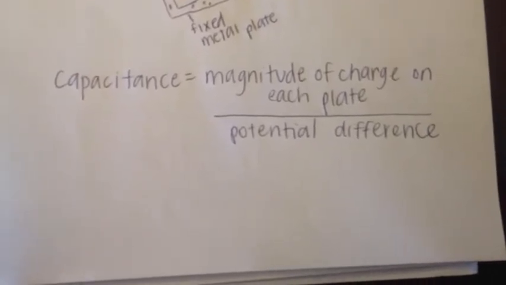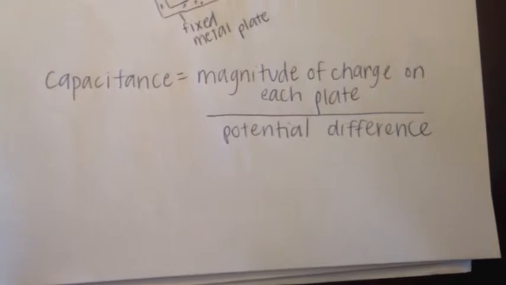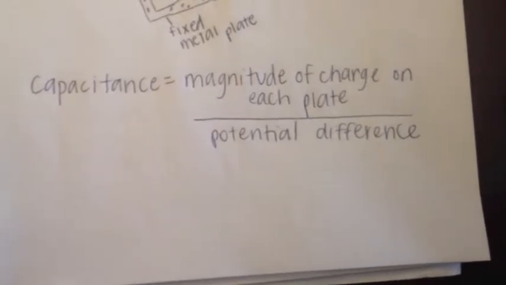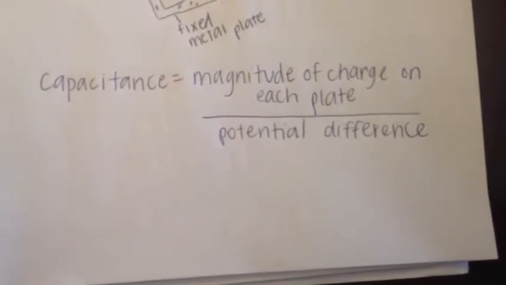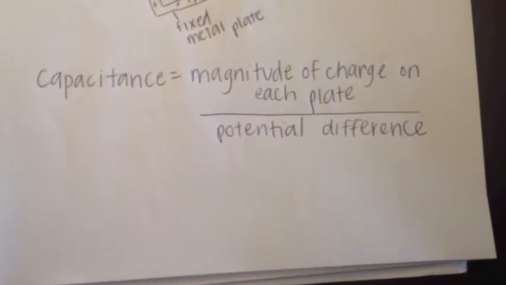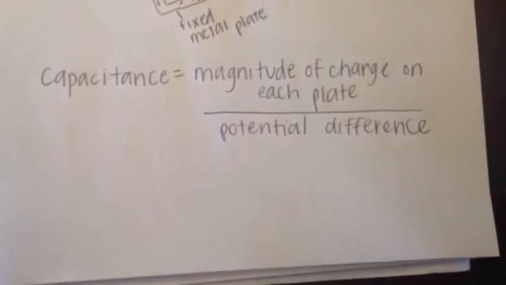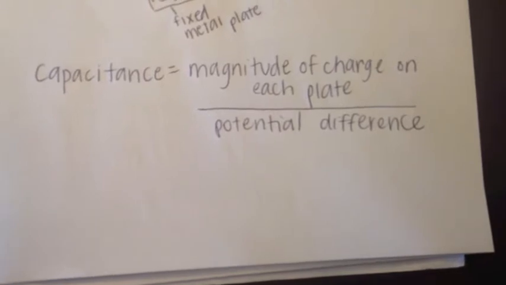The larger the amount of potential difference, also known as voltage, between the two plates, the larger the charge on the plates will be. For any given potential difference, the charge on the plate is proportional to the area of the plates and inversely proportional to the separation of the plates.